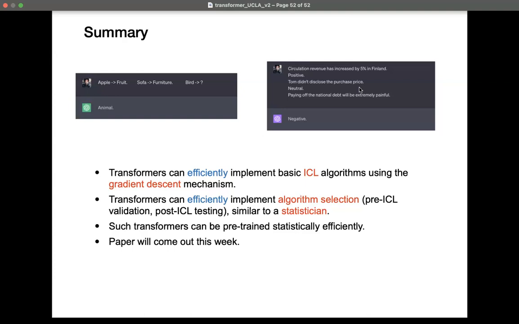And the second part is that we show that the transformer can efficiently implement algorithm selection. This is like what statisticians do in practice. And these transformers can be pre-trained statistically efficiently. And yeah, the paper will come out this week. Thank you.